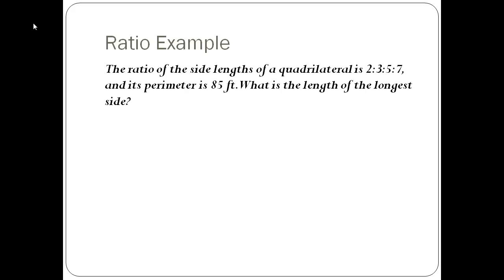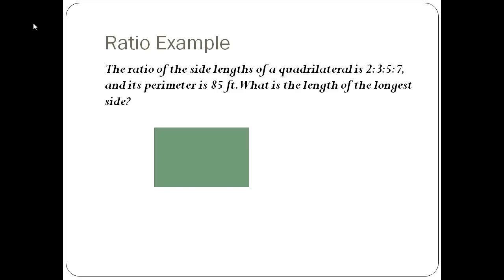So here we have a slightly more complicated ratio. We had 3/4 in the last one. Here I have a quadrilateral. It tells me that the ratio of the sides, there's 4 of them, of course, because it's a quadrilateral, are 2 to 3 to 5 to 7. So I've got 2 on one, I got 3 on the next one, I got 5 on the next one, and 7 on the last one. We know the perimeter of this quadrilateral is 85 feet, and that the length of the longest side is what we're looking for. So I'm going to go ahead and start off with a picture.